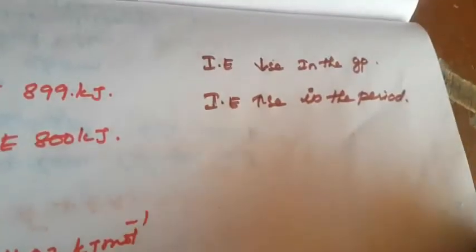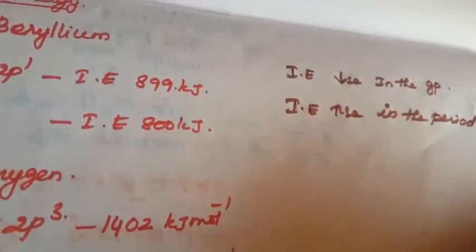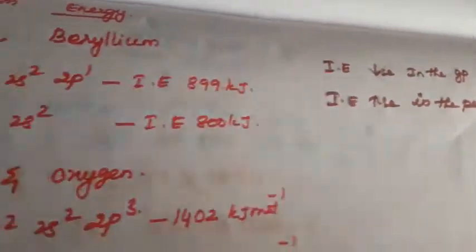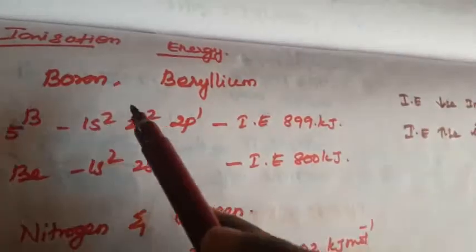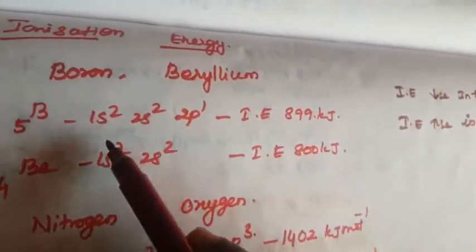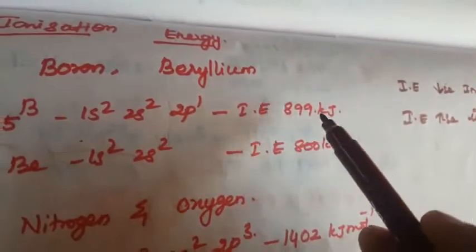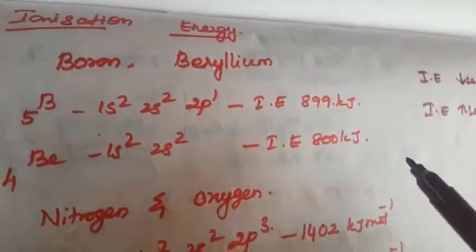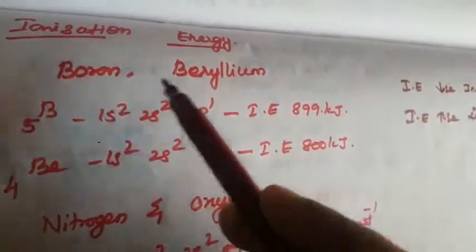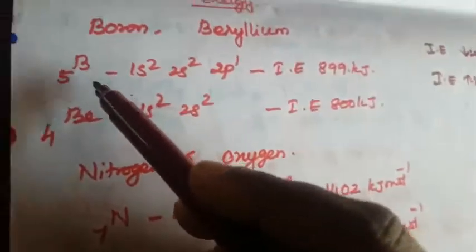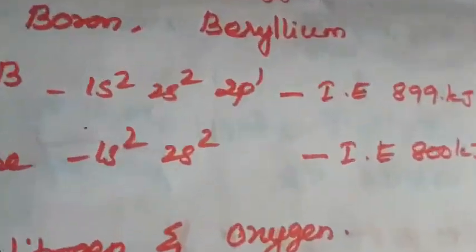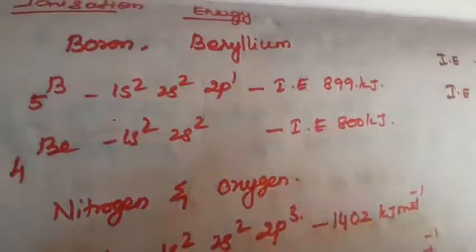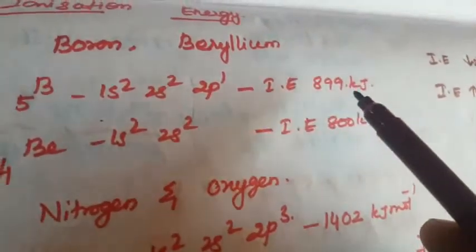Now some comparison, some reasoning questions they are asking. How does it vary between boron and beryllium? Boron's ionization energy is high when compared to beryllium. What is the reason? Boron's atomic number is 5. This is the electronic configuration of boron: 1s2, 2s2, 2p1. Its ionization energy is 899.